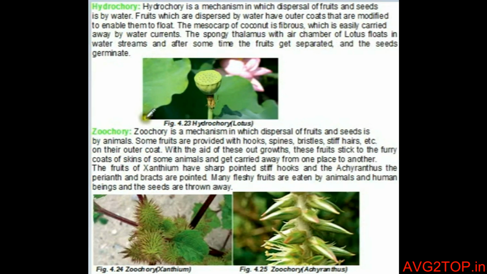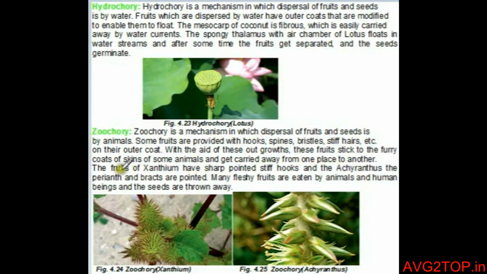So the next type is zoochory. Zoochory is the mechanism by which the dispersal of fruits and seeds is by animals. Some fruits are provided with hooks, spines, bristles, stiff hairs, etc. on their outer coat. With the aid of these outgrowths, these fruits stick to the fur or skin of animals and get carried away from one place to another.